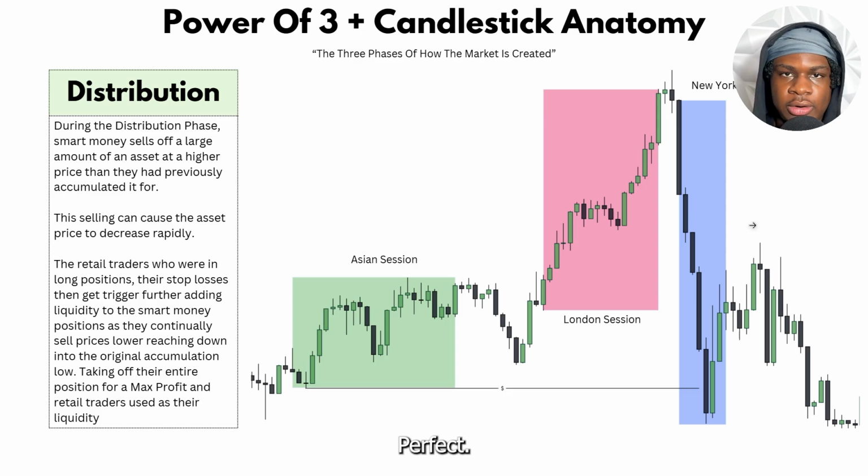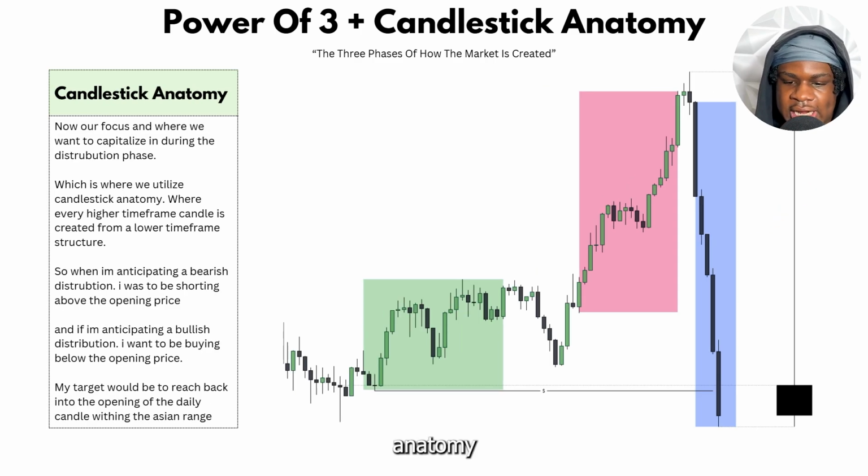Perfect. Now we're going to talk about the candlestick anatomy theory, and our main focus when it comes to trading the power of 3 is capitalizing during this distribution phase. And we can use the candlestick anatomy theory because the candlestick anatomy theory is where every single higher time frame candle is built from lower time frame structure. So on the right here, we have this daily candlestick with an open, high, low, and close, right? Very simple, right? Even though on the day candlestick, this just looks like a regular long wick candle, on the lower time frames it paints a bigger picture.